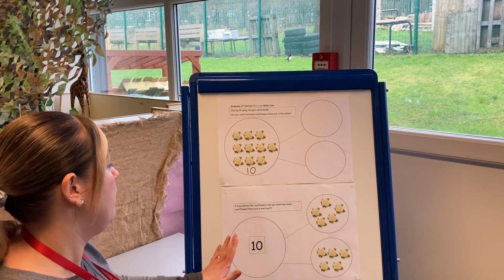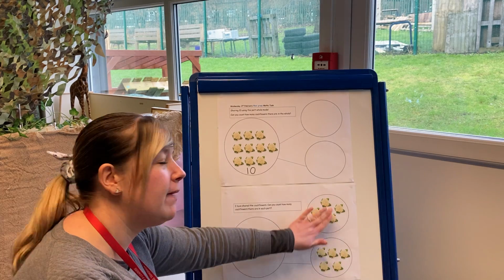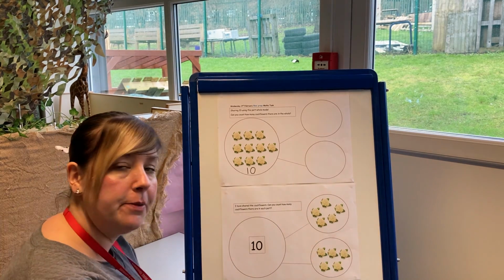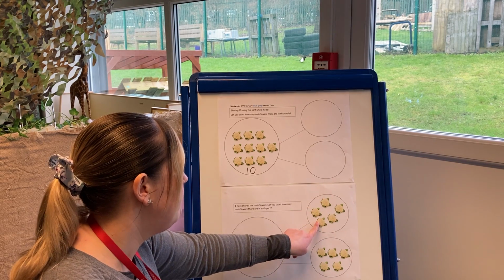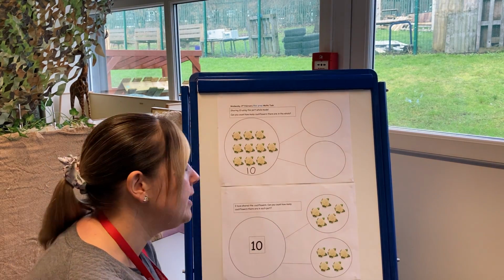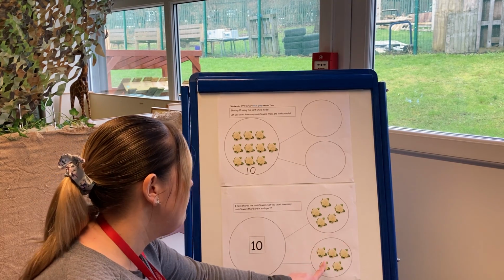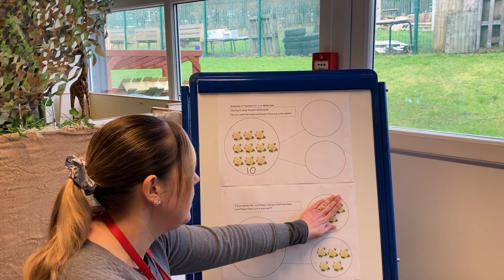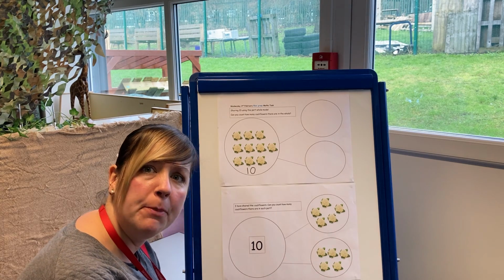And then on the next page, it's asking us to count how many cauliflowers are in each part. Okay, so let's count them together. 1, 2, 3, 4, 5 in this part. 1, 2, 3, 4, 5 in this part. 5 and 5. Ooh, they have the same number.